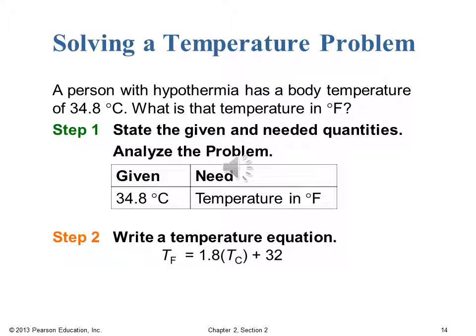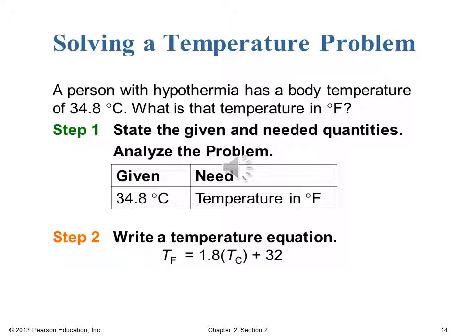We have a person with hypothermia having a body temperature of 34.8 degrees Celsius. What is that temperature in degrees Fahrenheit? So applying our steps, we have step 1, state the given and needed quantities and analyze the problem. So we're given 34.8 degrees Celsius. We need to know what that temperature relates to in degrees Fahrenheit.